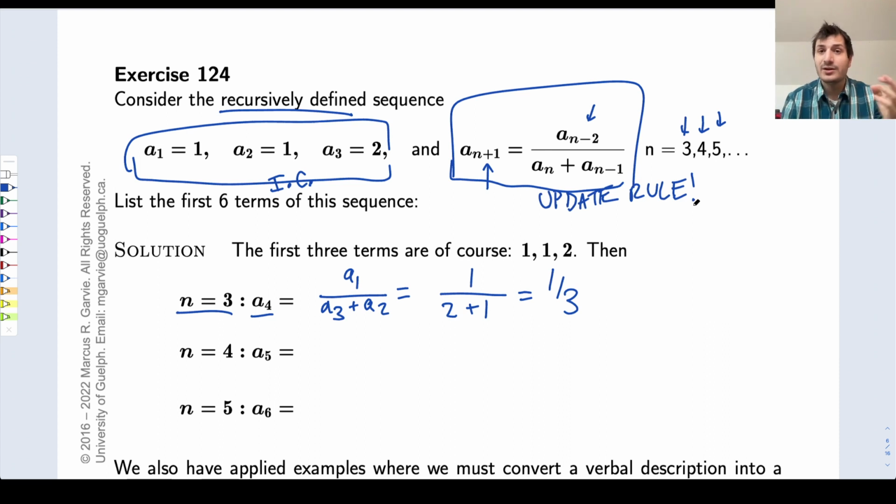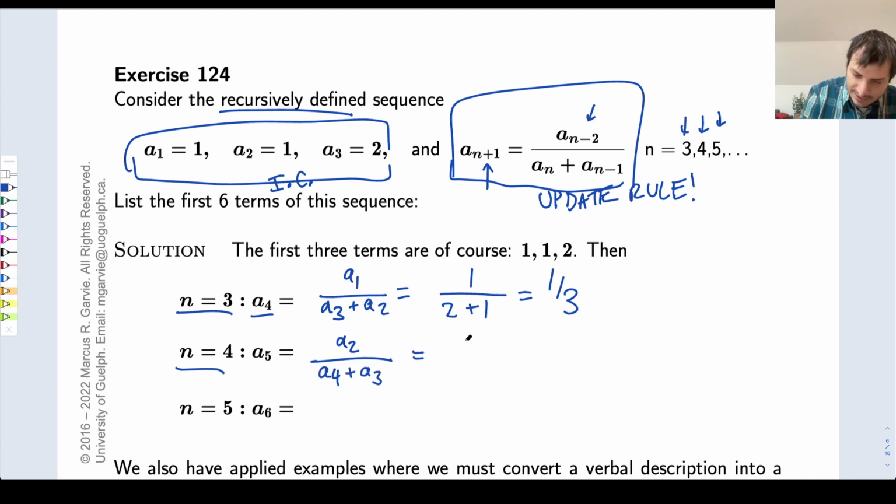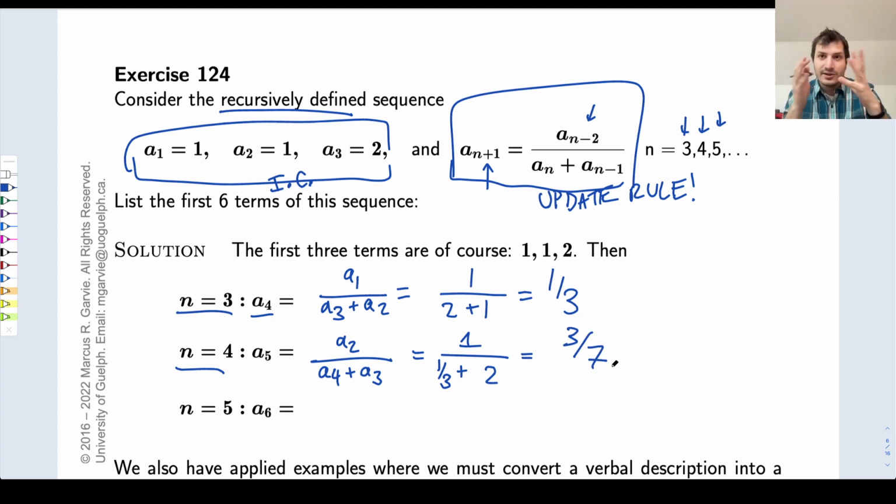And now that we know a4, we know a2, a3, a4, and so we can get a5 using the update rule. For a5, when n equals 4, n plus 1 is 5, n minus 2 is 2, so this is a2 divided by a4 plus a3. And a2, we said, is 1, a3 is 2, and a4, we just figured out, was 1/3. So 1 divided by 1/3 plus 2, which, if you simplify it, is 3/7. You've got to do the fraction math, but it comes out to 3/7.